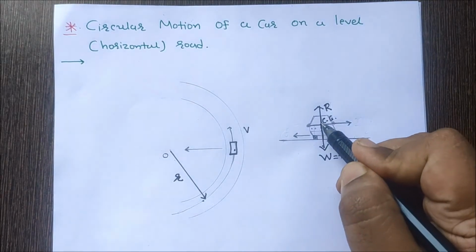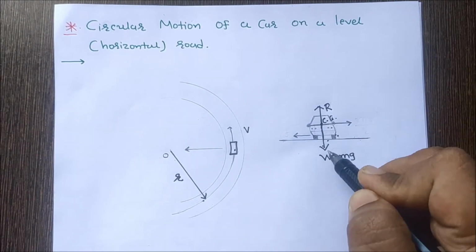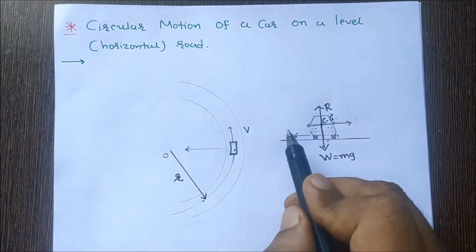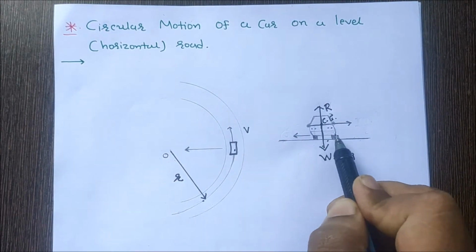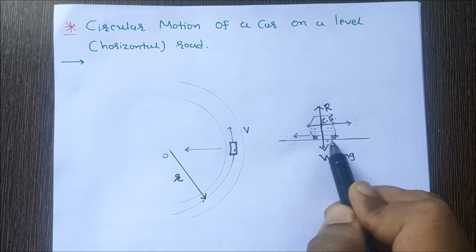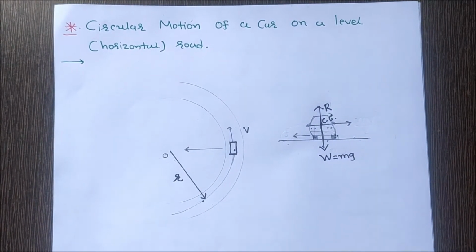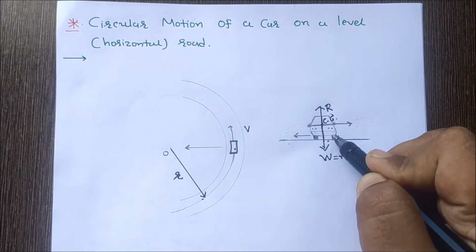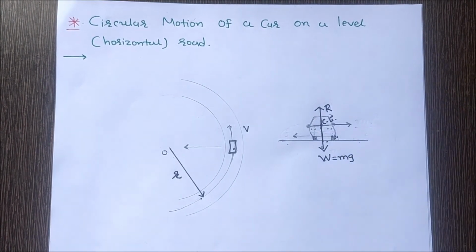First force is the weight force, acting vertically downward through center of gravity. And here level road is a support for this tire, and if there is a support then there is always reaction. So reaction by the road on the tire of the car acts in the upward direction.